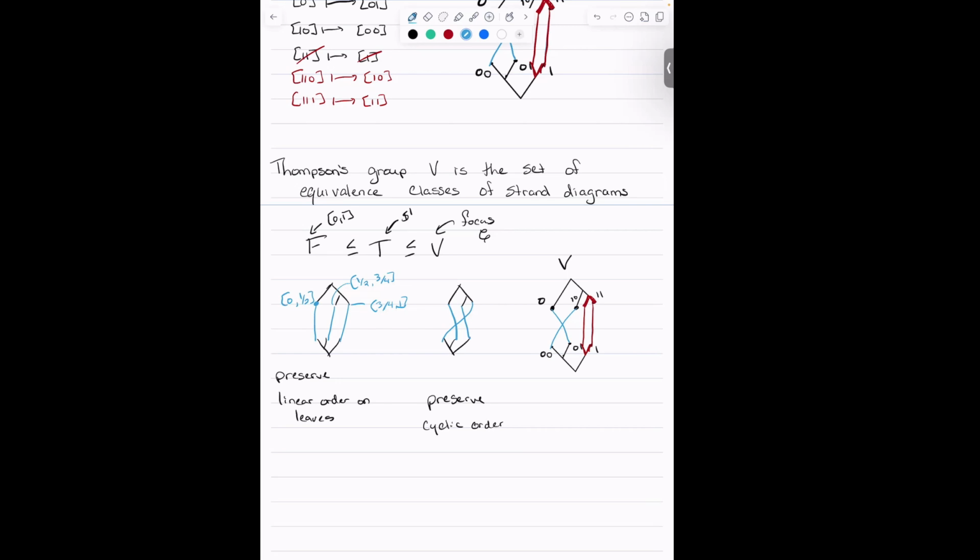But using this tree pair diagram, using that standard definition of F as piecewise linear on [0, 1], T as piecewise linear on S1, and V acting on the Cantor set, the standard definitions don't make it obvious that one is included in the other, but these strand diagrams do. Now you can see exactly how one sits inside the other.